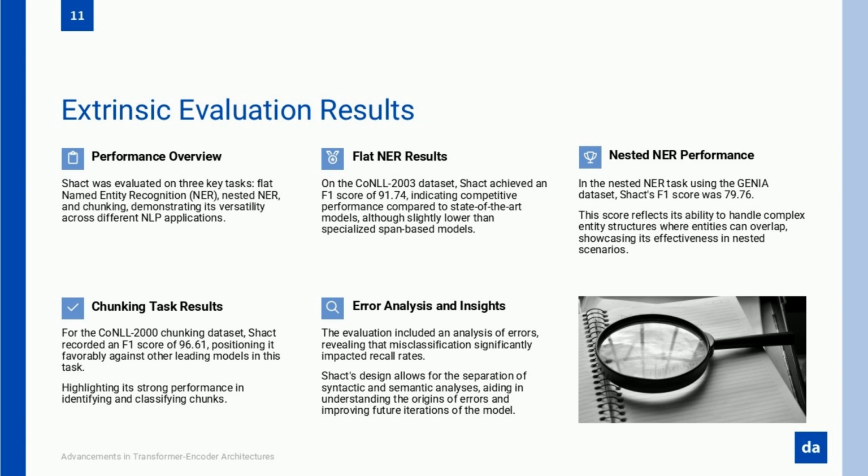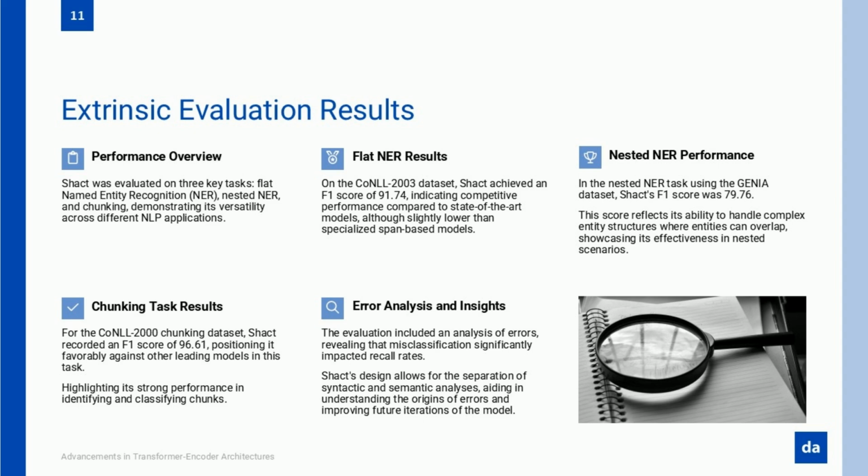But the real test came with nested NER, a task that involves identifying entities within entities, like recognizing John Smith as a person within the phrase John Smith, CEO of Tech Corp. This is where SHACT's architecture truly shone. On the JNLPBA dataset, it achieved an F1 score of 79.76, reflecting its ability to untangle overlapping and hierarchical structures. This performance highlighted SHACT's potential to handle complexity that most models struggle to grasp.